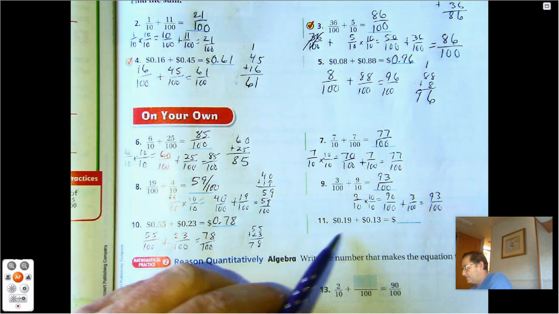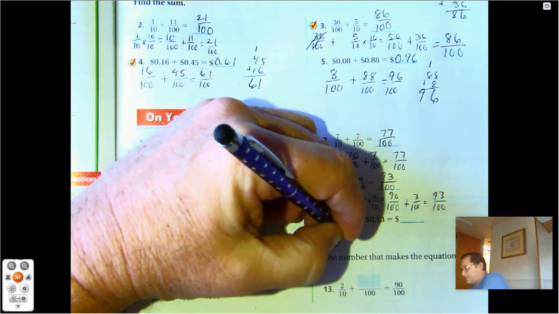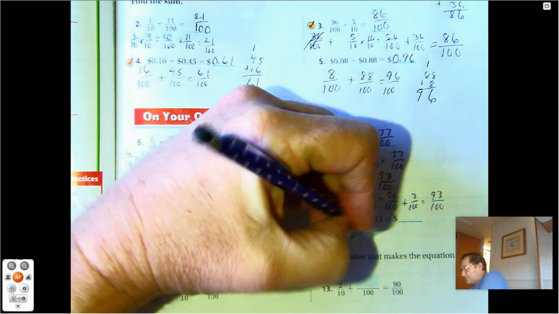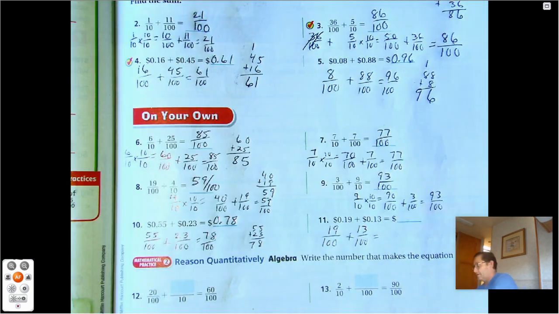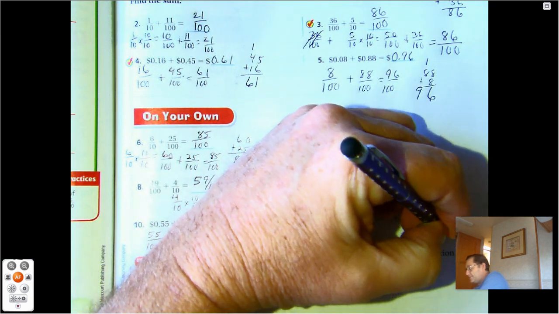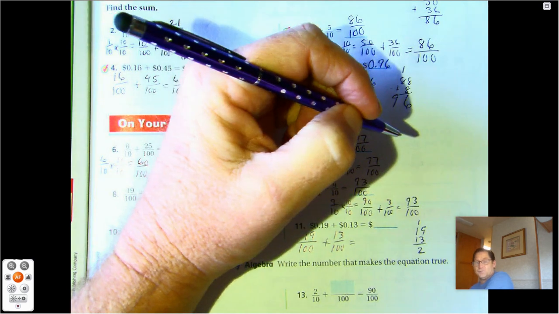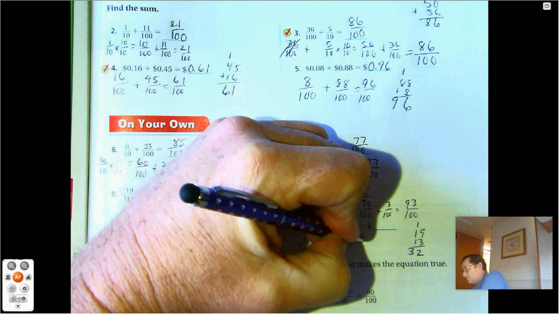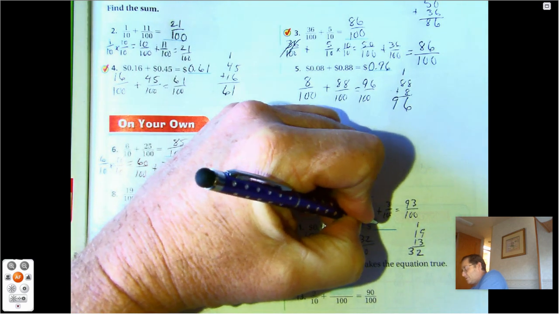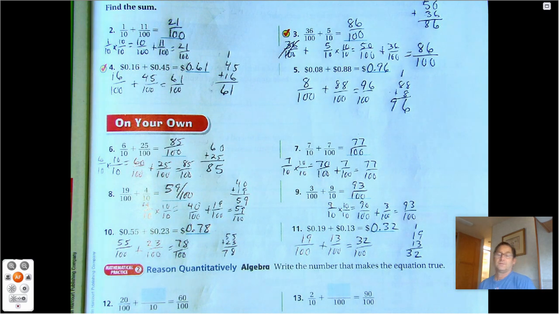Number 11, the 1 is in the tenths place, the 9 is in the hundredths place. So 19 hundredths plus 13 hundredths. 19 plus 13. 9 and 3 is 12. Regroup as 1 ten and 2 ones. And 3 tens is 32. So 32 hundredths as a decimal is 0.32. 32 cents.